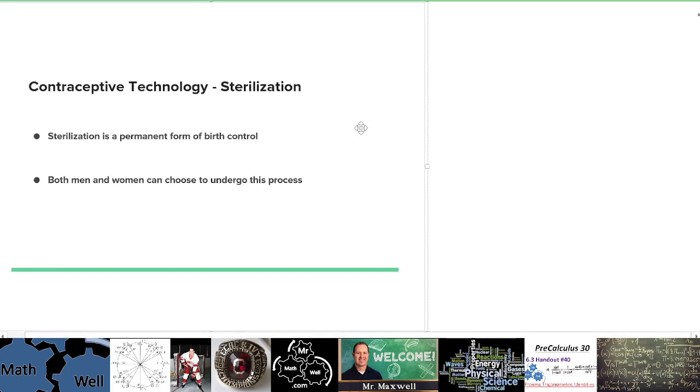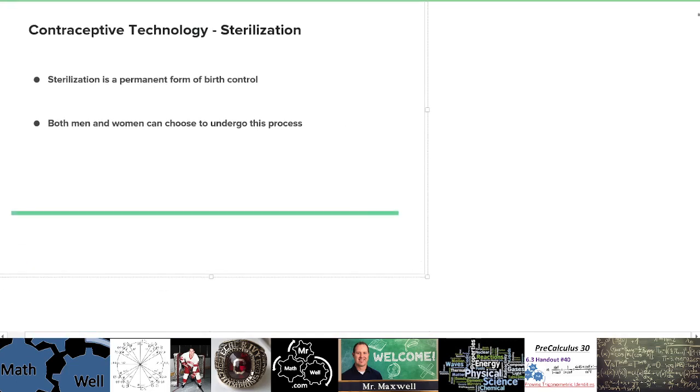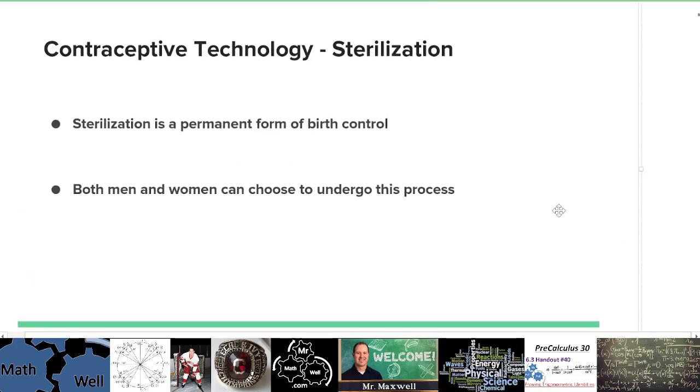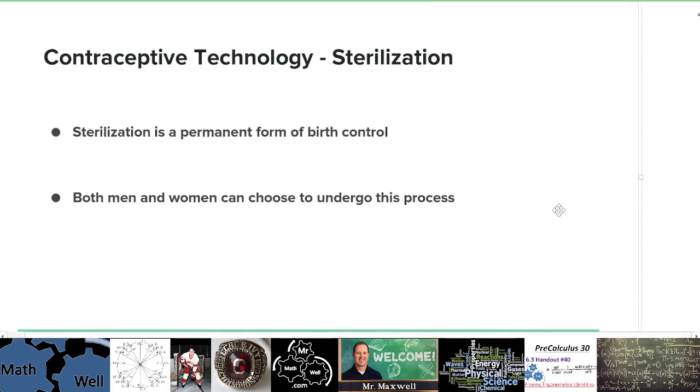Sterilization is another method by which pregnancy can be prevented or disrupted. Sterilization is permanent. It's a permanent form of birth control. Both men and women can choose to undergo the sterilization process.